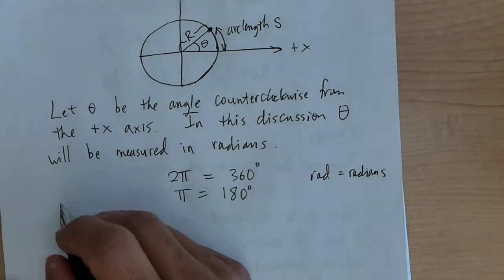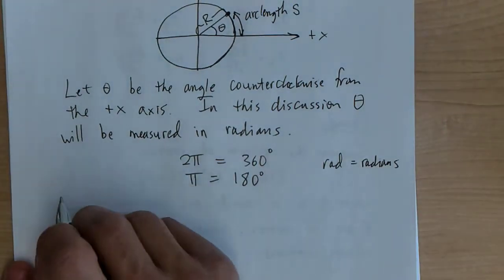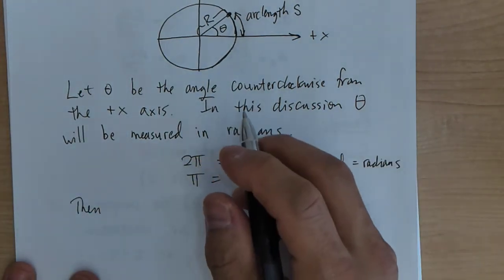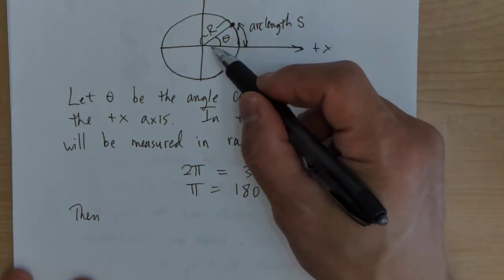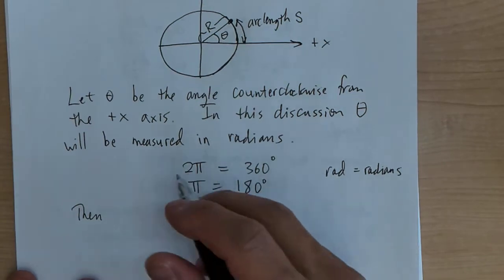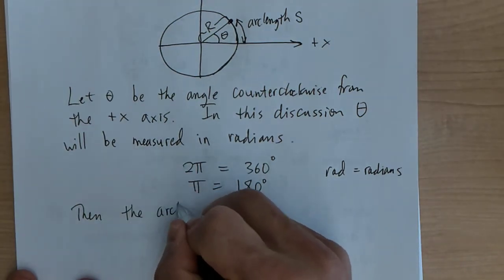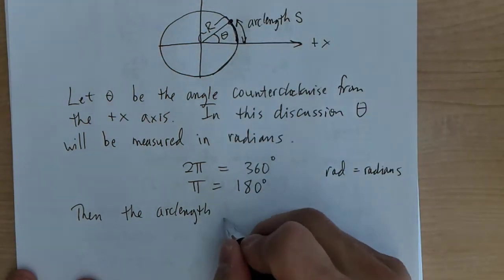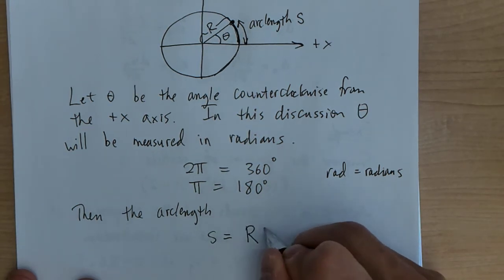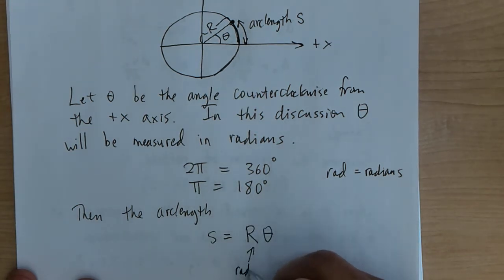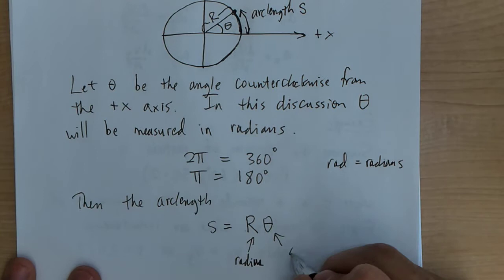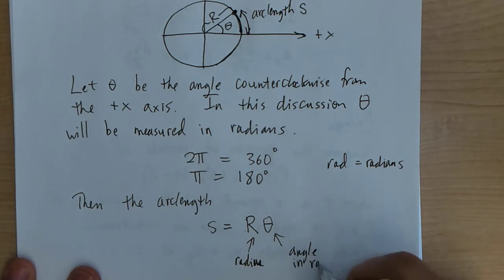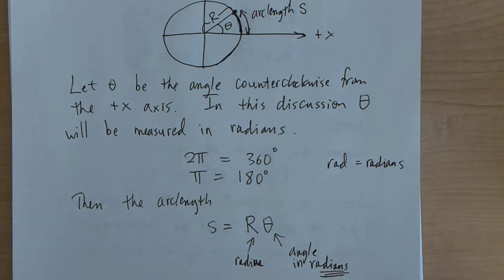Okay. Now there's a very simple formula from high school geometry relating the arc length, S, to the angle in radians and the radius. The arc length, meaning how long this curved segment is, S, is equal to capital R, the radius, times the angle in radians. This does not work if you measure in degrees, so that's why we're doing radians here.